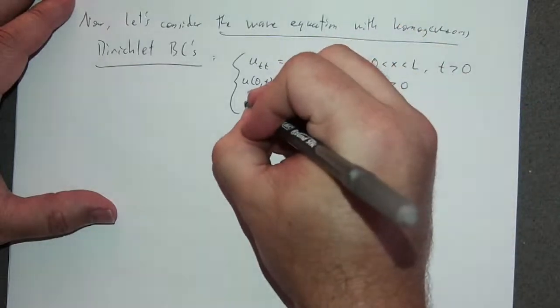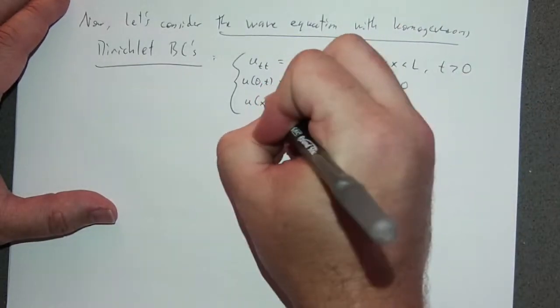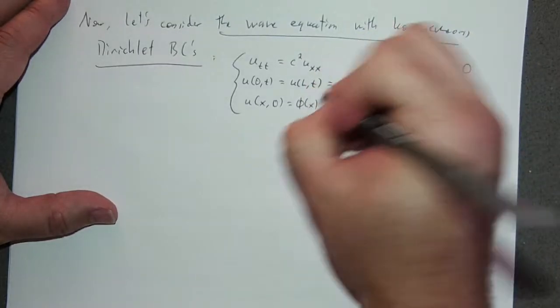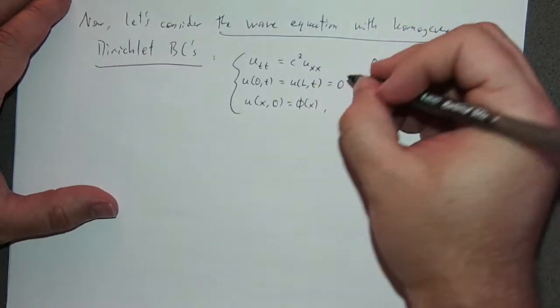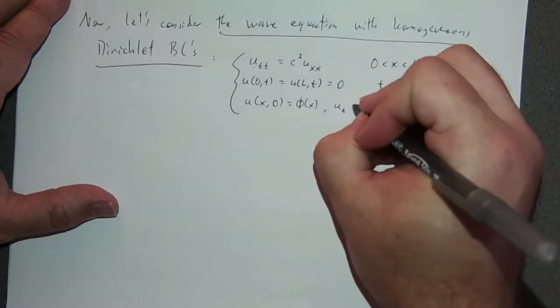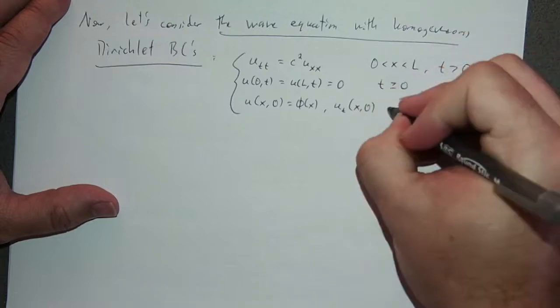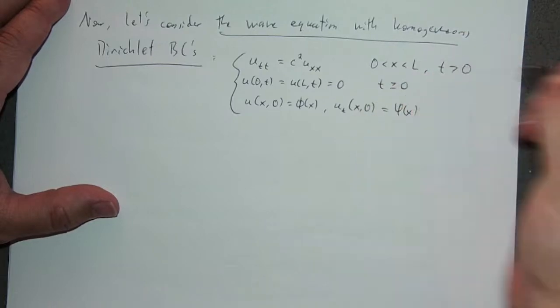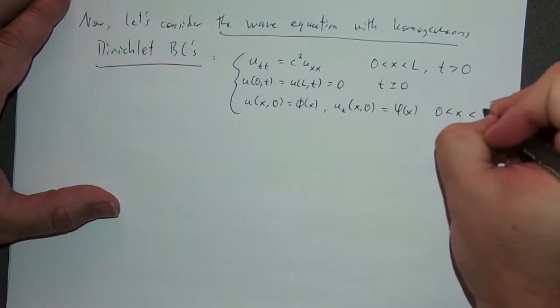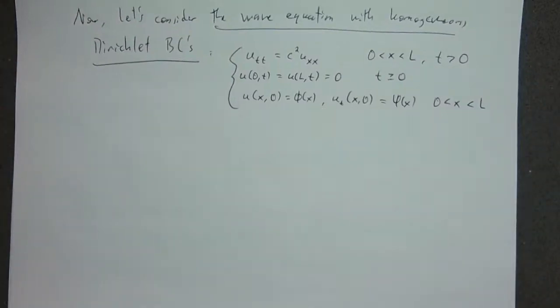And then I have initial data. u of x, 0 is equal to phi of x. And so this is my initial displacement, and then I have initial velocity here. u sub t of x, 0 is psi of x. And again, that's for x on my string somewhere. Okay?